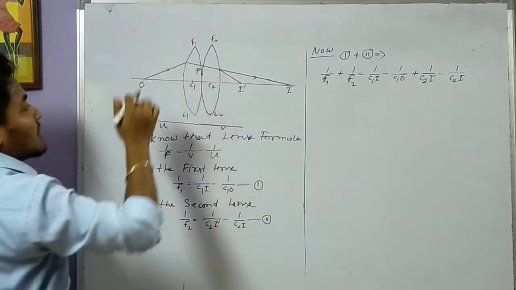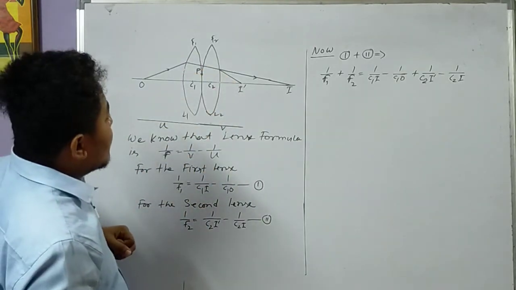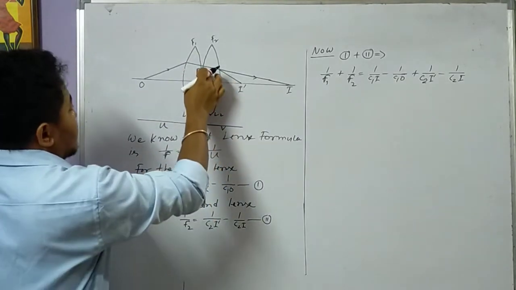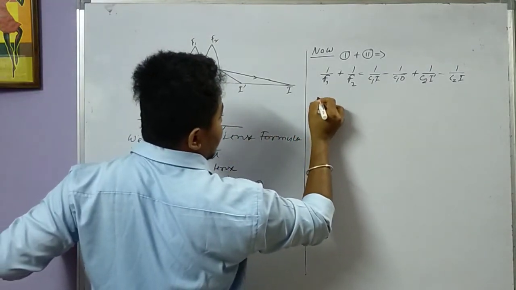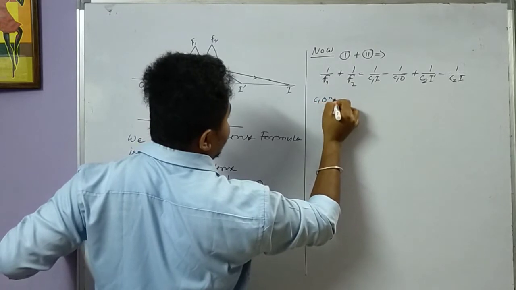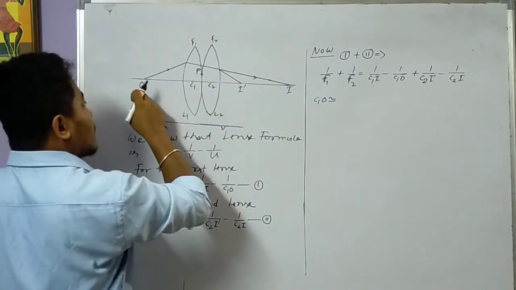Now if I take this point P, what can I write here? I can write that C1O is nearly equal to PO.